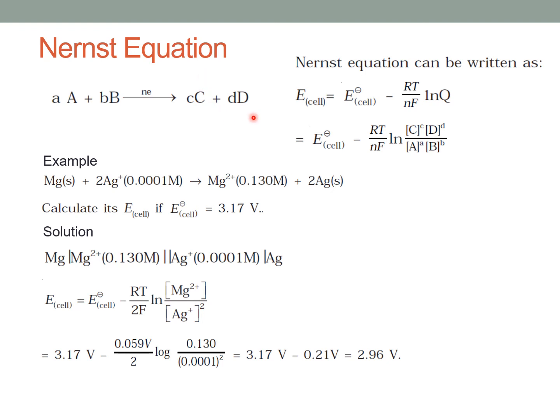So c C plus d D, it takes n electrons, and electrons are involved in this reaction. So the next equation is E cell of this particular reaction equals E cell 0 of this reaction, that is the standard reaction potential, minus RT by nF, natural logarithm of Q. Q, you know, is the reaction quotient. Reaction quotient is nothing but the concentration of the products divided by the concentration of the reactants. You can see that in the next equation.